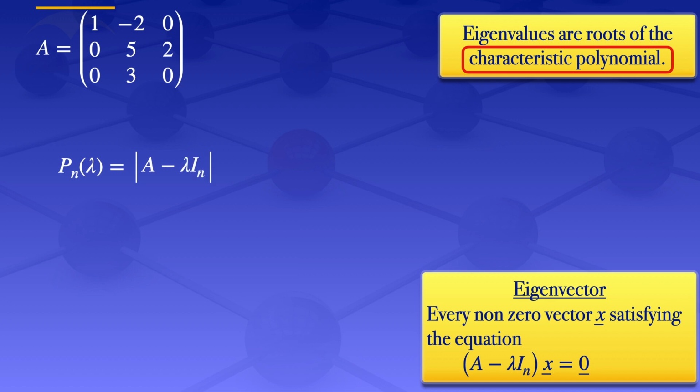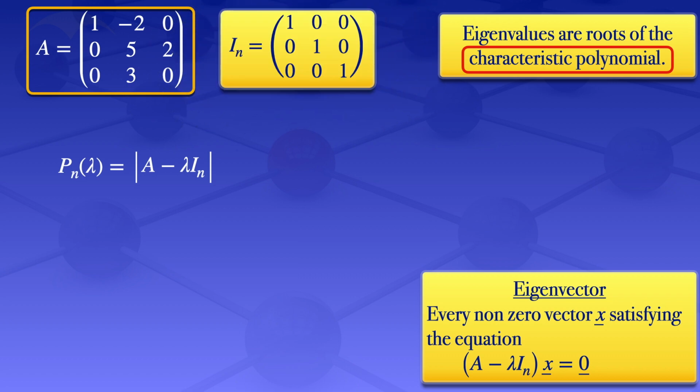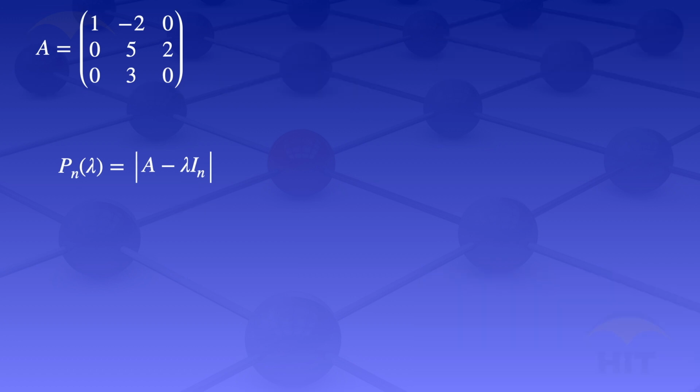So what we are having there is a 3 by 3 matrix. So for this 3 by 3 matrix, our In will be the identity 3 by 3 matrix, this matrix here which has ones on the diagonal. This identity matrix in the formula is being multiplied by lambda. This will result in having lambda on the diagonal. So when you subtract a matrix which has lambdas on the diagonal from the matrix A, what it will result in is subtracting lambda from elements on the diagonal of the matrix A, the 1, 5, 0.